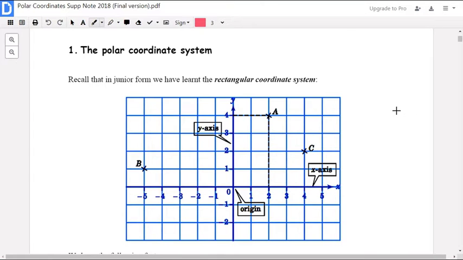Hello everybody. In this video, we are going to talk about the polar coordinate system. First of all, we begin with a reminder about the usual rectangular coordinate system. The horizontal line is called the x-axis in the figure. The vertical line is the y-axis, and the intersection of the x-axis and the y-axis will be the origin.